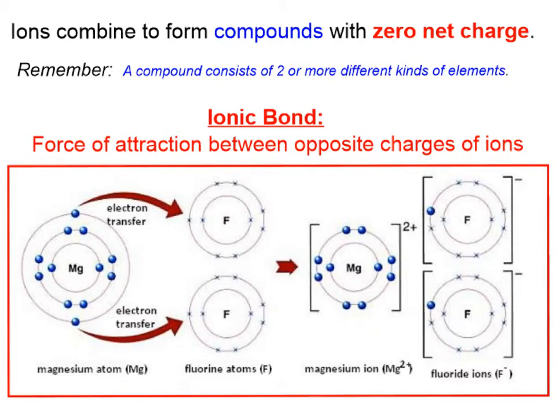And ionic bonds are formed so that the compounds created will have 0 net charge. That's a really important concept to know, so that when you are writing these compounds, and remember, a compound is just 2 or more different kinds of elements bonded together, okay? When you are writing these compounds down, you know exactly how they're combining.